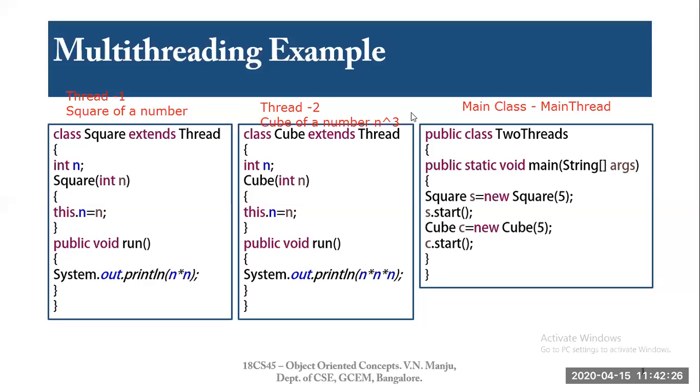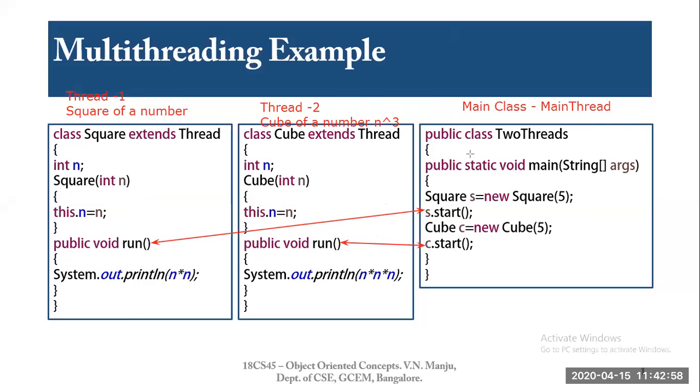So now here you can see we are going to create two threads. One thread is going to find the square of a number, another thread is to find the cube of a number, and at last we have a main thread which is going to call these threads. See here, s.start will call this run, and when I say c.start, it will call this run.